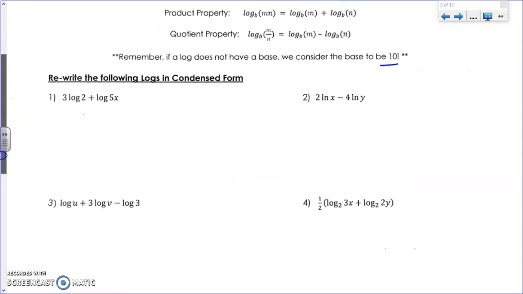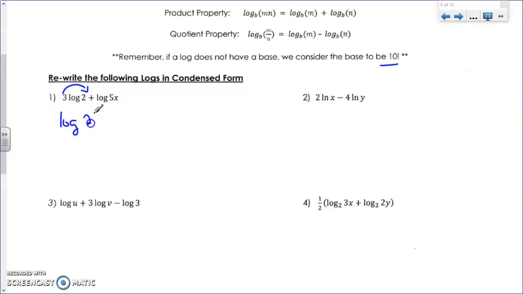Okay, so let's go down here and look. Rewrite the following logs in condensed form. Notice it's long. If you have more than one log, that means it's expanded, so we're going to change it to condensed. When you have condensed form, you end up with only one log. So the first thing we're going to do is move this 3 and make it the exponent when it's out in the front.